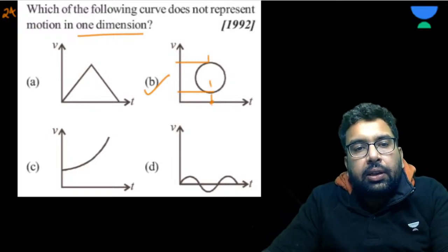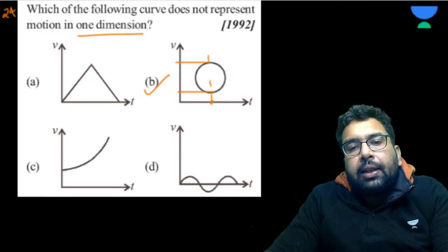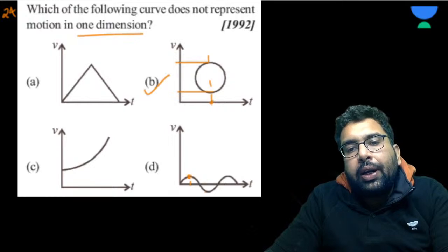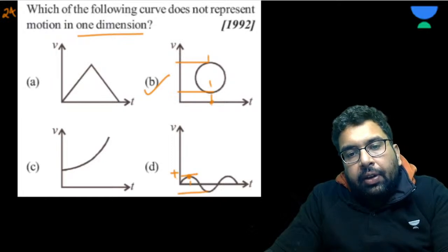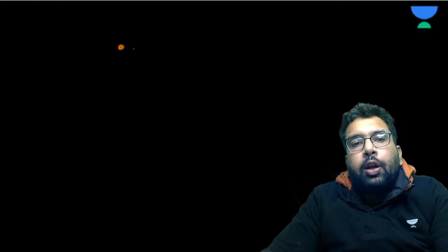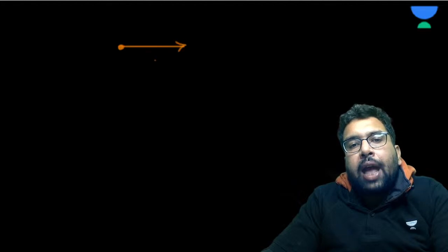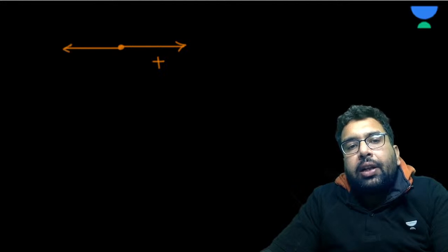So see, this is the D option. In this case, at a given point of time, this is one velocity, and this is below it. That means this is positive and this is negative. What is the meaning of positive and negative? Let's suppose that this is your position. From this position, you can move in this direction, that means you are having positive velocity. You can move in this direction, you are having negative velocity.